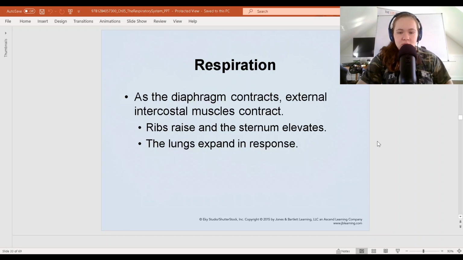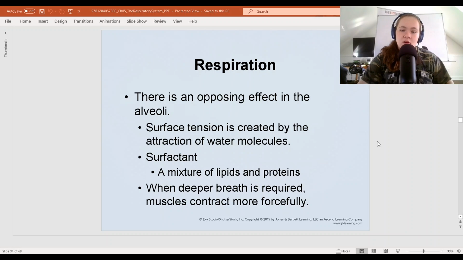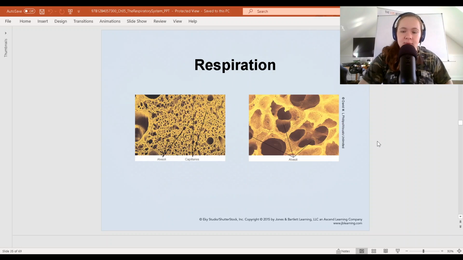As the diaphragm contracts, external intercostal muscles contract. Ribs raise and the sternum elevates. The lungs expand in response. There is an opposing effect in the alveoli. Surface tension is created by the attraction of water molecules. Surfactant is a mixture of lipids and proteins. When a deeper breath is required, muscles contract more forcefully.